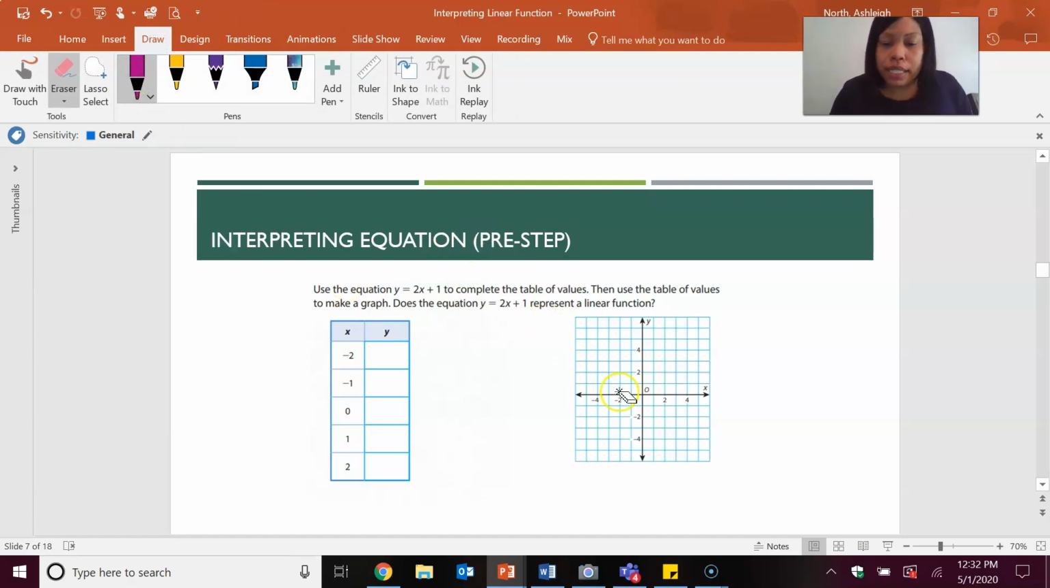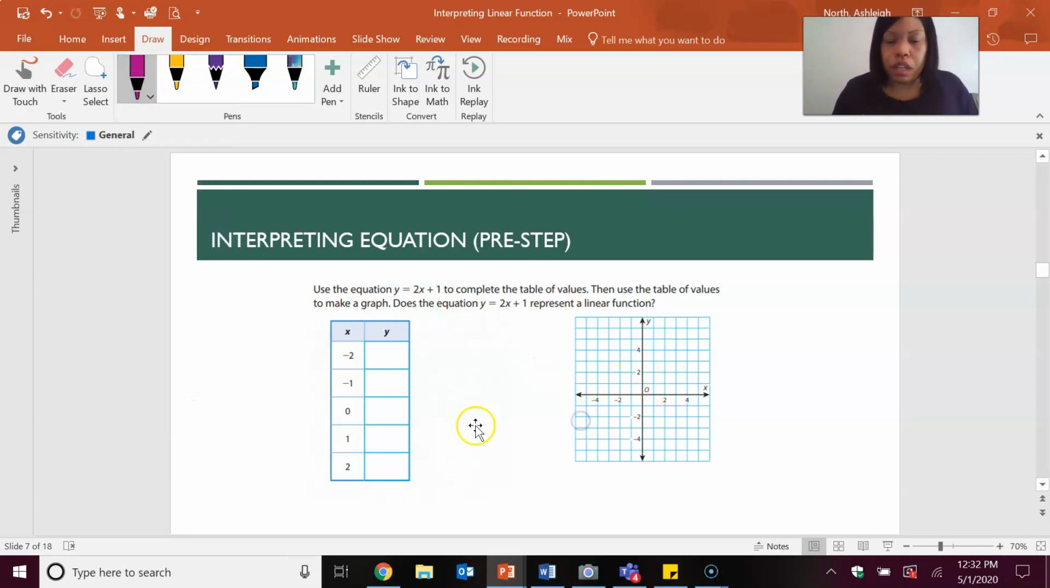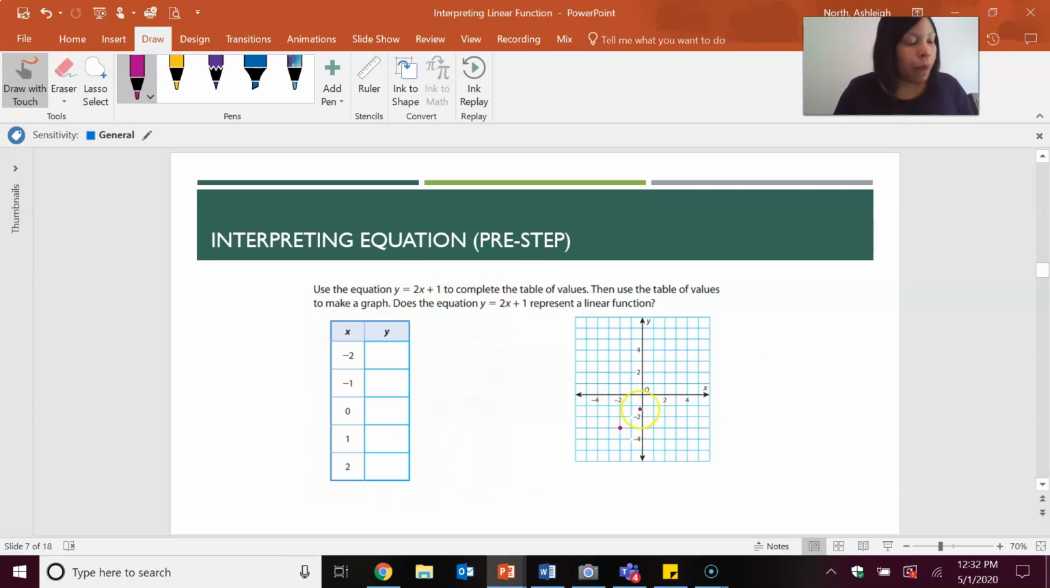So again, my first one was -2. I'm sorry, I'm so nervous. Alright. So, my first one was -2, -3, so I started at my origin. I go to the left 2, down 3. There we go. I'm going to put my first point there. My next point was -1, -1. My next point was 0, 1. My next point was 1 and 3. And my next point was 2 and 5.